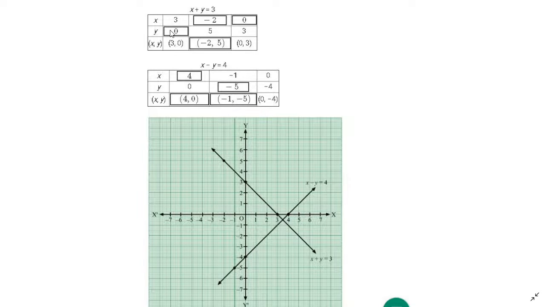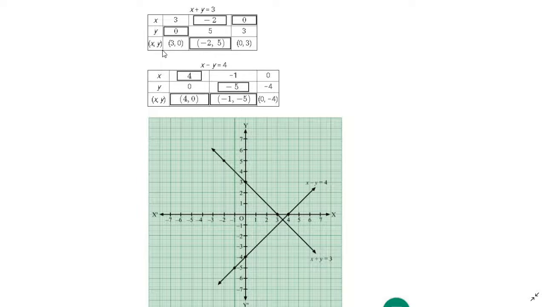Then what we have is values of x and y. What is the first value we have? x comma y is equal to 3 comma 0. x is value 3, y is 0. Then the second is minus 2 comma 5, and the third is 0 comma 3, right? We have these values for this equation. For which equation? x plus y is equal to 3. So x comma y is 3 comma 0. This is the first point we have to draw.